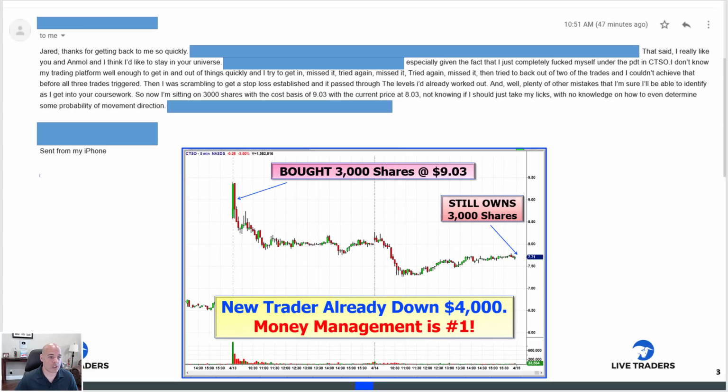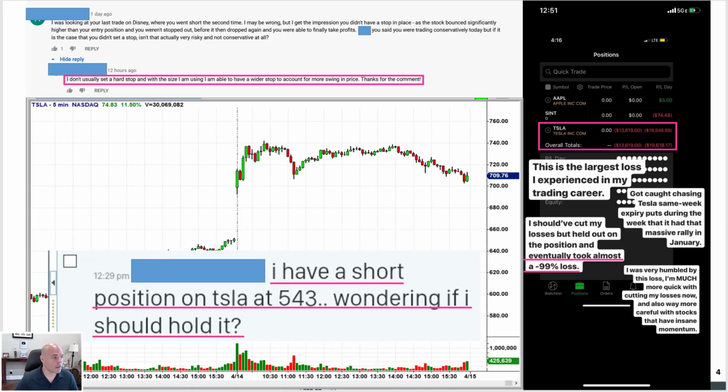So here's the next one. There's 3 on this page. This is from our chat room, and everyone was hoping this person was joking, but I'm not so sure. I hid their name, but I have a short position on Tesla at 543, wondering if I should hold it. This was Tesla the day of the person mentioning their short position. This was Tesla, which was yesterday. This is when this person mentioned this.